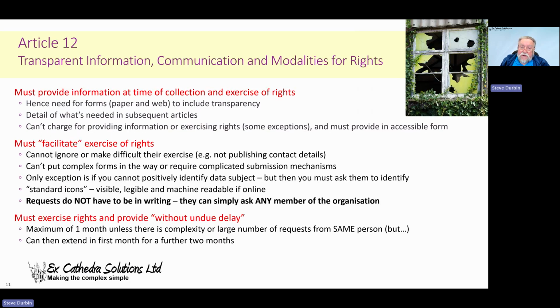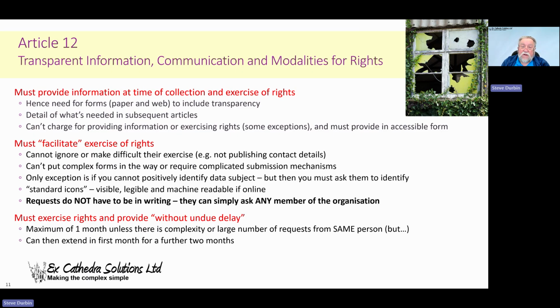So Article 12 is what they call modalities. Okay, now modalities is a bit of an odd term. Okay, but what it really means is how you have to do things with the rest of the rights. Okay, but they also talk about transparent information here. So you've got to provide the information at the time of data collection when you get the data off them, or when someone exercises their rights. So technically, you should be providing all your information about your data users when you provide a data subject access request. Most people don't, but you should be.